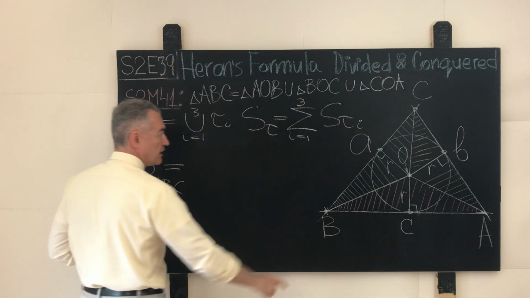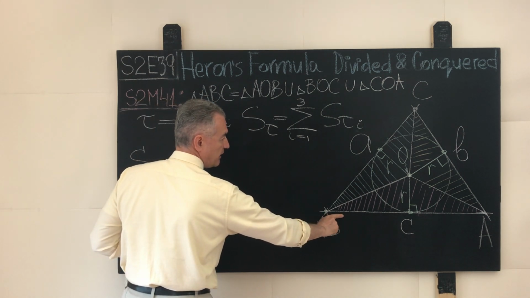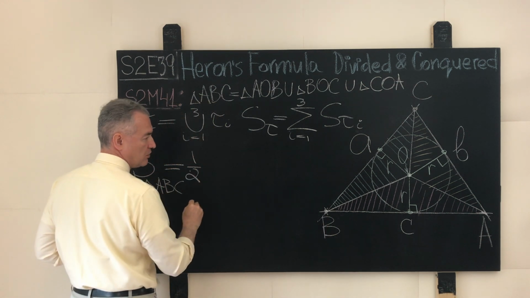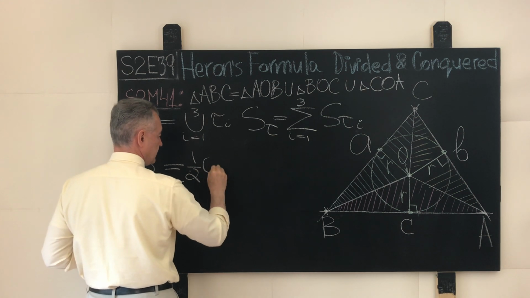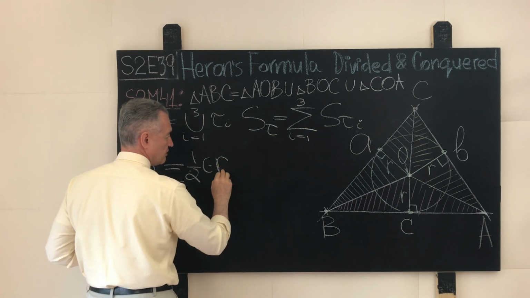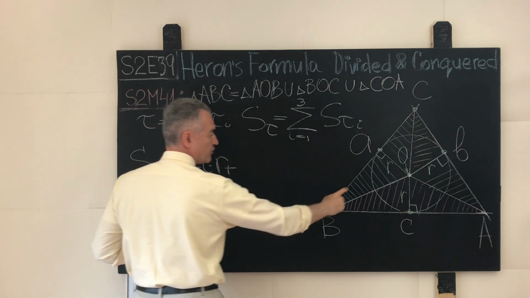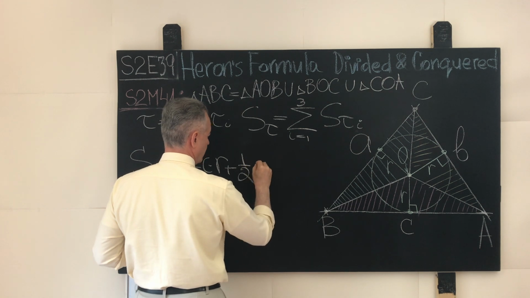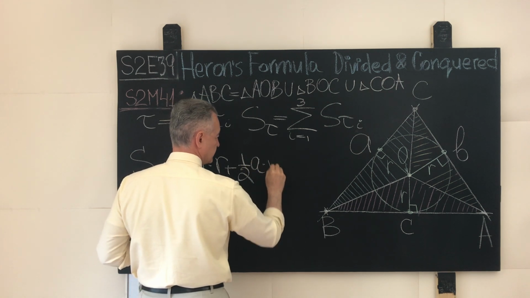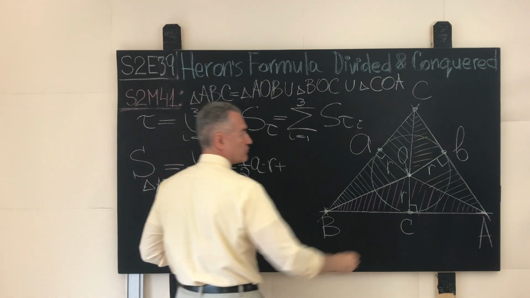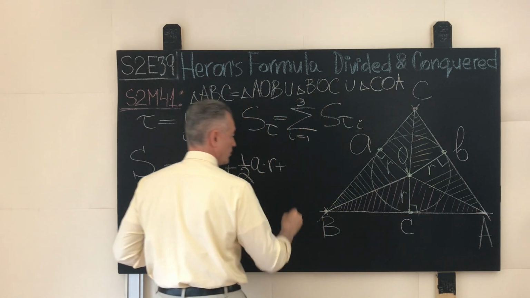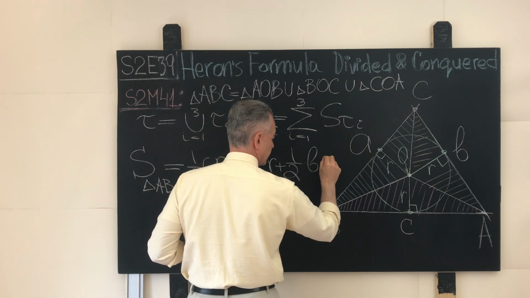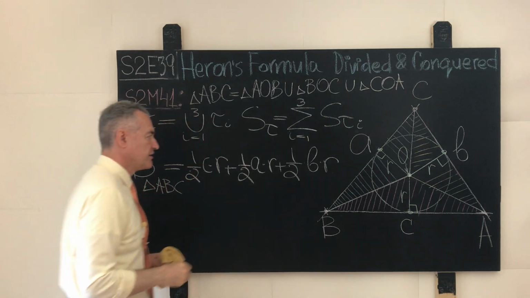In other words, for the area of the triangle AOB, what do we have? It's the half product of the length C times the length of the inradius R. For the area of the triangle BOC, what do we have? It's a half product of the length of the side A times the radius R. And for the area of the triangle COA, what do we have? It's a half product of the length of the side B times the length of the inradius R.